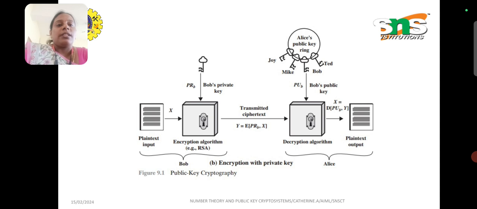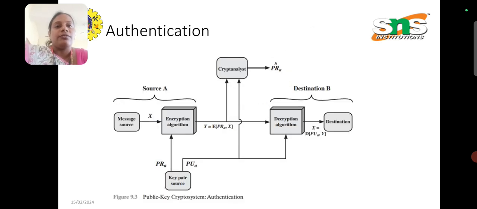So this is the public key cryptography, and authentication is used for message source. The plain text is sent to the encryption algorithm. The key pair source is used to encrypt, and cryptanalysis is used here, and the decryption algorithm is used for the key pair source and will reach the destination.